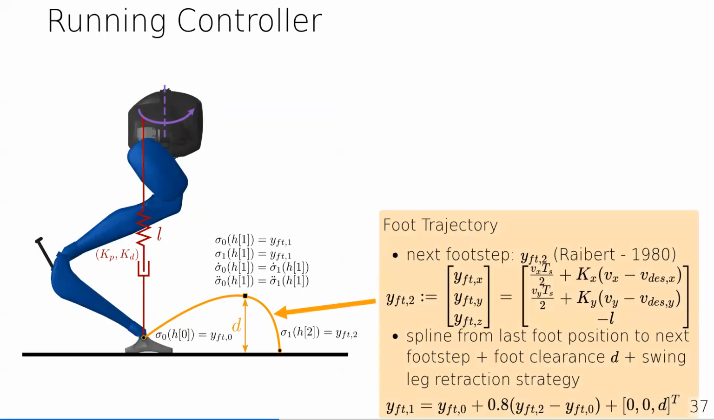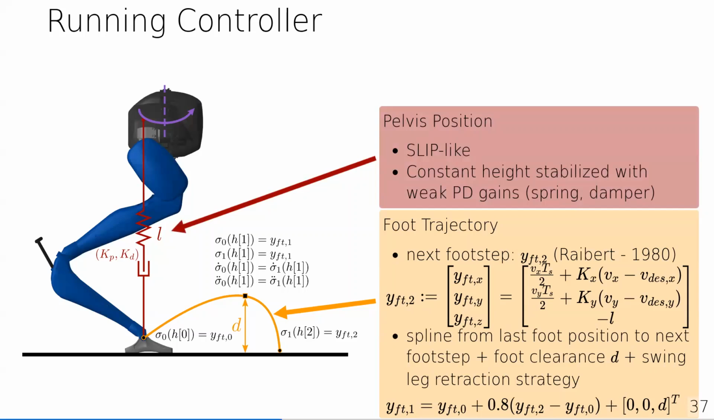Okay, what we do is for the foot trajectory, we use the well-known Raibert heuristic, which chooses the next footstep according to the current velocity of the robot. And then to make sure we can construct a trajectory, we have to make a spline from the last foot position to the next foot position. And then we also want to take into account things like foot clearance, as well as incorporate the swing leg retraction policy from earlier, which we do with this heuristic way to choose the midpoint of the foot. And then from that, we can also add in continuity constraints to make sure the first and second derivatives are continuous. And this fully defines a spline.